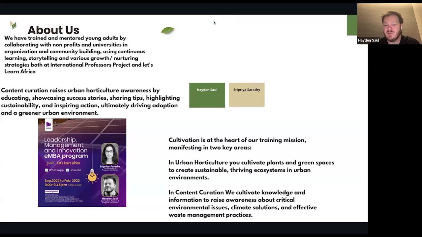I live and am based in New York City, and this is a very popular thing we have here with urban horticulture. So throughout, I'll provide some examples of what I see around my community as we bring gardens and fresh vegetation to a city that's otherwise filled with concrete. As we look at cultivation in the heart of our training mission, today we're going to talk about two key areas that we'll break down as we go through this presentation. The first is urban horticulture, where you're cultivating plants and green spaces to create sustainability and thriving ecosystems in these urban environments. Welcome, Priya.